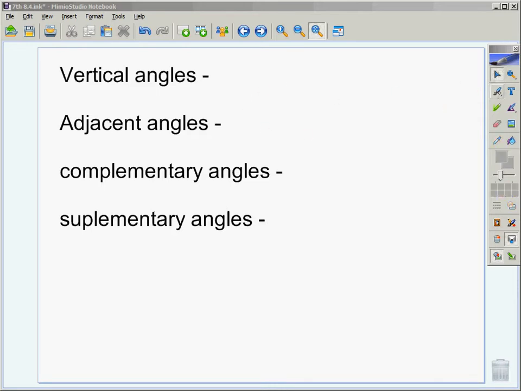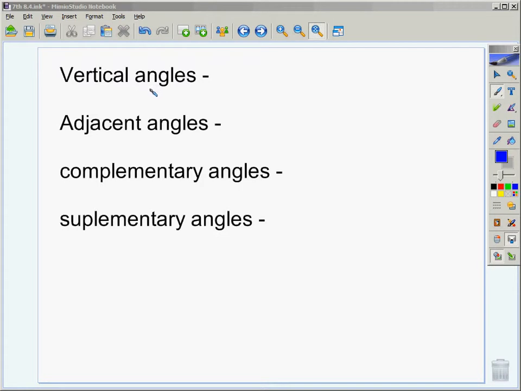If nothing else, after yesterday, it would have been nice if everybody could have identified vertical, adjacent, complementary, and supplementary. Now, if you'll open to the second page, they are identified for you. The same things I had you write down yesterday, you're going to find them listed there. Vertical angles. Let's talk about the highlights.